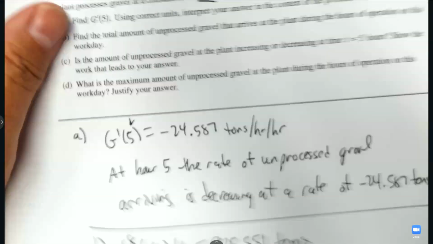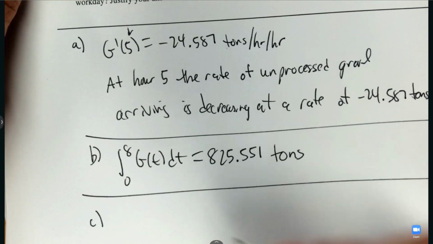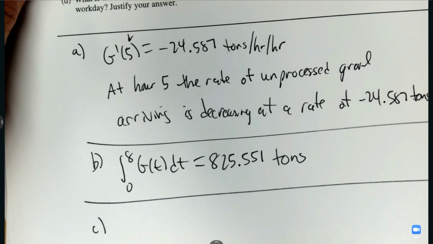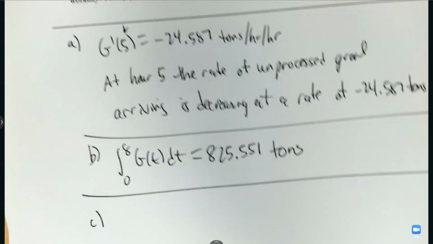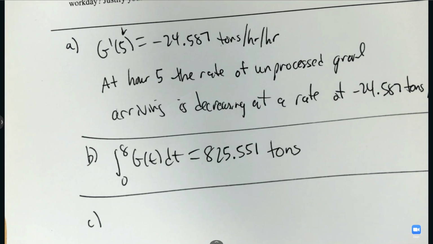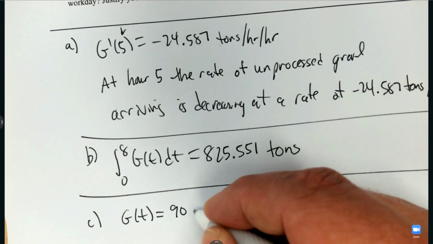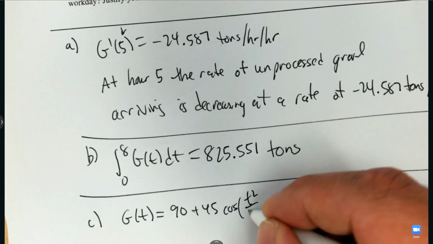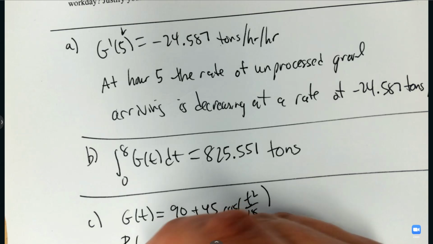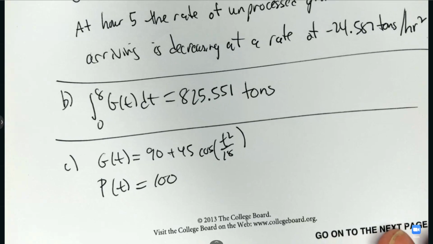Part C. Is the amount of unprocessed gravel at the plant increasing or decreasing at t equals 5? And then show the work that leads to your answer. So is the amount increasing or decreasing? That's the derivative again. So G of t is the rate of it arriving, and then what's the rate of it leaving? I'm going to call that P. When it's processed, that rate is just a constant 100.